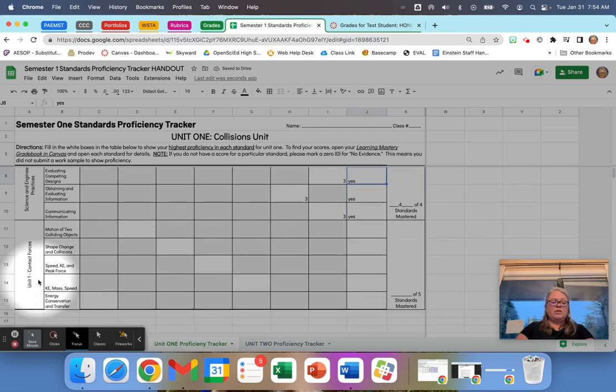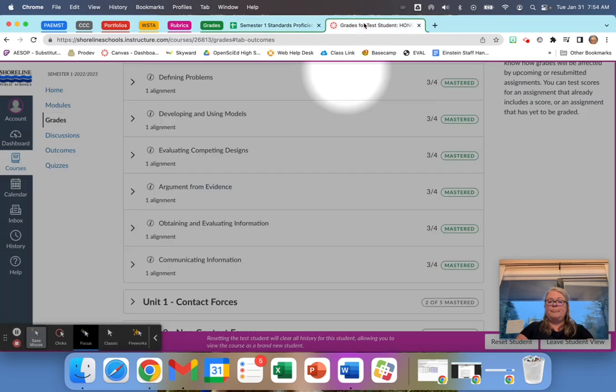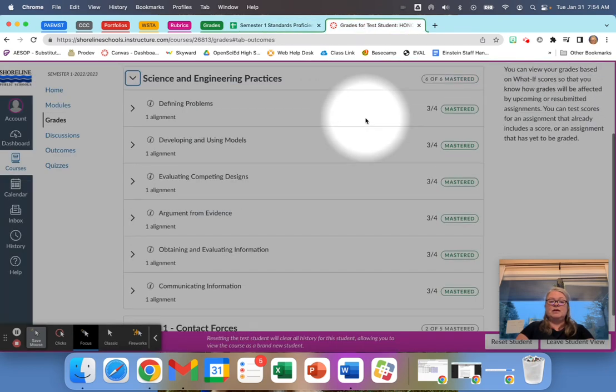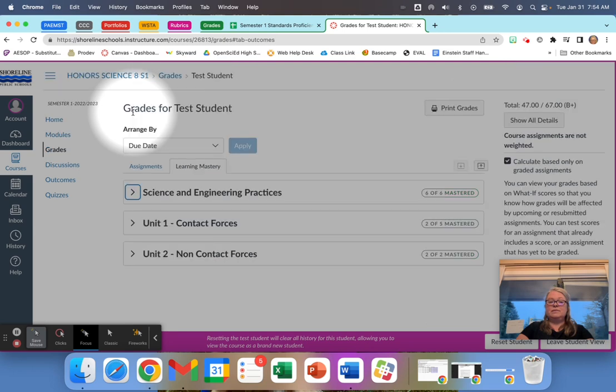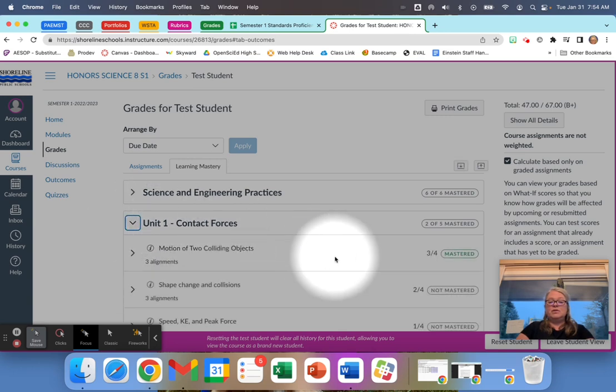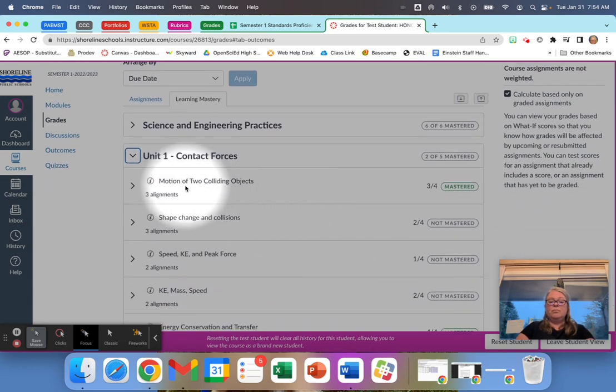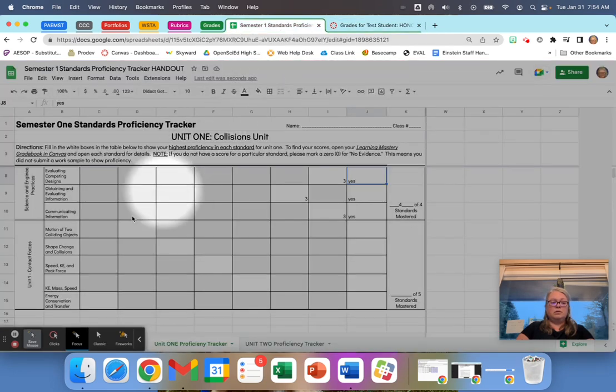Next, I'm going to go on to the next category, Unit 1, Contact Forces. So if I look in Canvas, I can now minimize these science and engineering practices, and I'm going to maximize the Unit 1 contact forces. So I come over here, motion of two colliding objects, 3 out of 4. Motion of two colliding objects. And see, I just go to the white box, 3 out of 4.